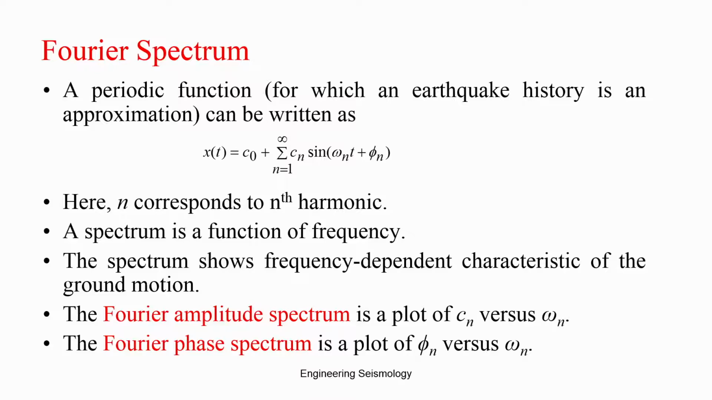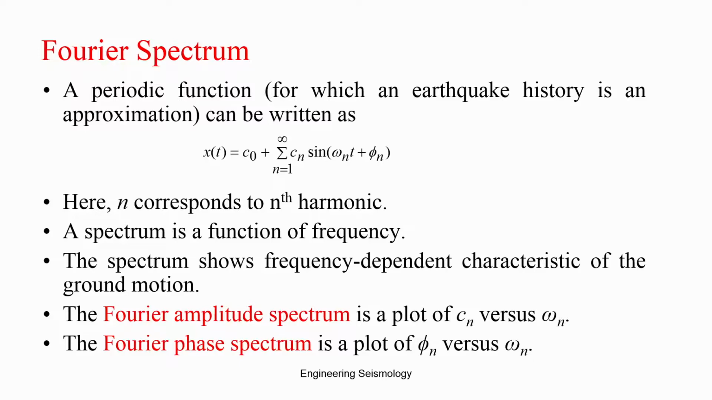So the Fourier spectrum is basically the conversion of acceleration time history data or velocity time history data to the Fourier spectrum acceleration or Fourier spectrum velocity, by doing a discrete Fourier transformation or fast Fourier transformation. Here the periodic function, for which the earthquake is approximately written, is where n corresponds to the nth harmonic. The spectrum is a function of frequency and shows the frequency dependent characteristics of the ground motion. The Fourier amplitude plot is the plot of Cn versus the natural frequency of the system.